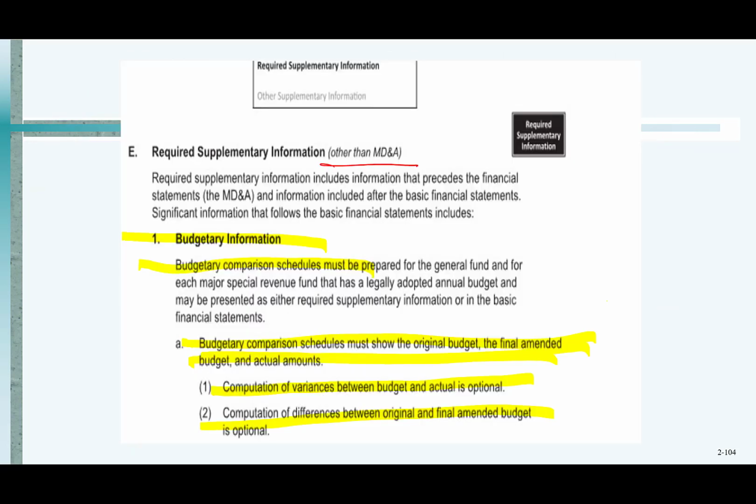Okay, now we're down to the bottom box. Now we're talking about required supplemental information other than MD&A, right? And this information is going to be a little more detailed than what we see in the MD&A. MD&A, remember, was just things that were written, prose that were written, okay? Example, the type of things that appear in the required supplemental information other than MD&A is budgetary comparison schedules, in which we will compare the budget to the actual. Now, if a government wants to, it can calculate a separate column that shows the variance. They don't have to do that. They do have to compare the budget to the actual, show that as part of the required supplemental information, but they don't have to calculate the variance. Calculation of the variance is optional.